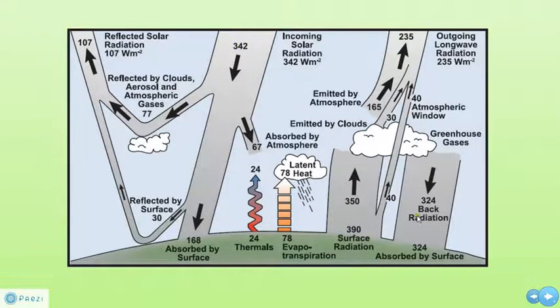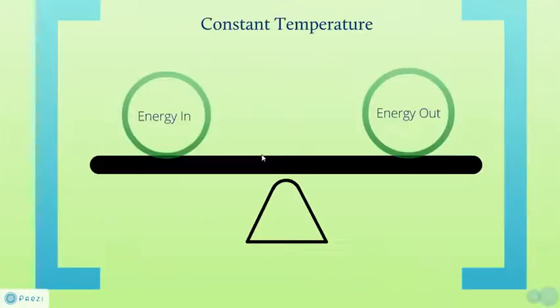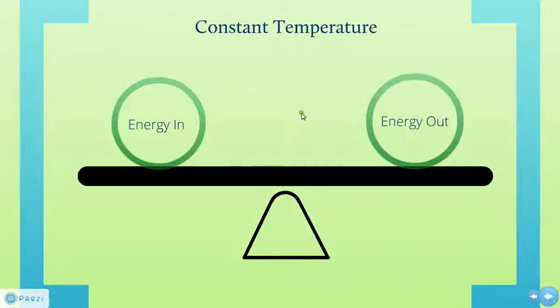And then if we look at the energy out, the long wave portion over here, we see that a certain amount is emitted by the surface, and then greenhouse gases absorb some of it and re-emit it back towards the surface. But eventually what leaves is 235 watts per meter squared. So that's the same. Energy in equals energy out. So the way this diagram is set up, we have a balance and we have constant temperature.